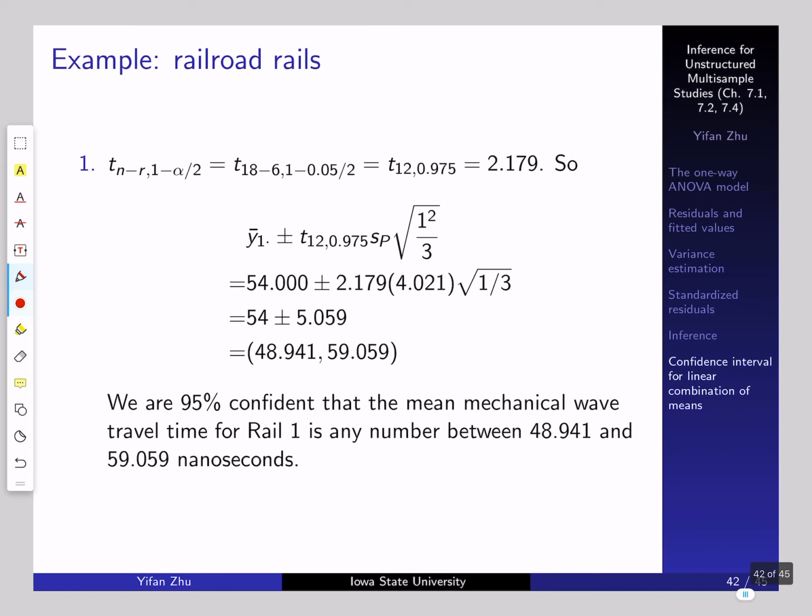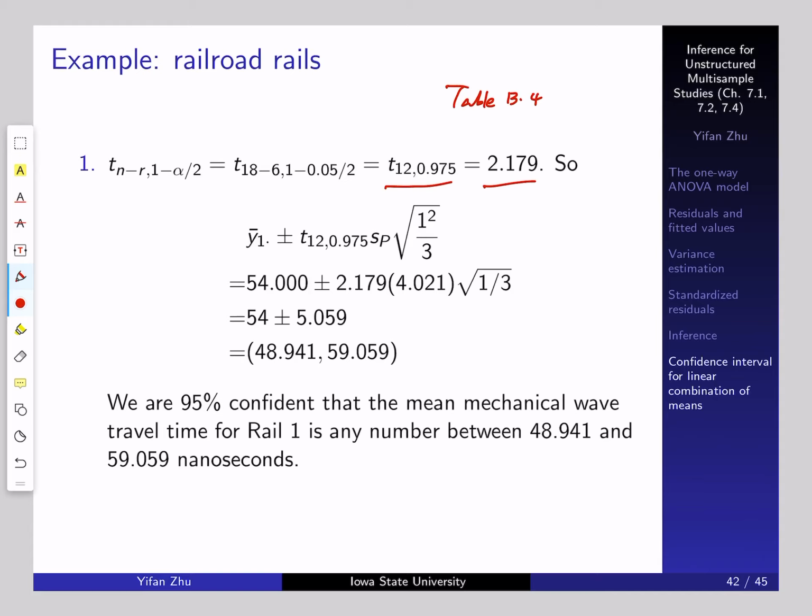And for the first example, we will be using t with n minus r degrees of freedom at 1 minus alpha over 2. So n minus r here is 18 minus 6, which is 12. And 1 minus alpha over 2 is 1 minus 0.05 over 2, which is 0.975. So we need t12, 0.975. And in Table B4, it is 2.1779.